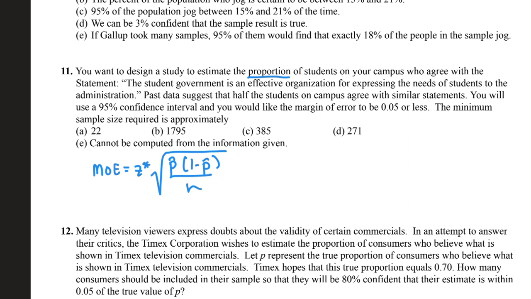So it tells us that we are doing a 95% confidence interval, and for a 95% confidence interval, we would use a Z star of 1.96. So it's going to be 1.96 times the square root, and let's see, it says half the students, so that's going to be 0.5. And then our sample size is n, that's what we're solving for, and we want a margin of error of 0.05 or less. Okay, so I'm going to pull up my calculator and we're going to plug in these numbers and see which one gives us that margin of error.